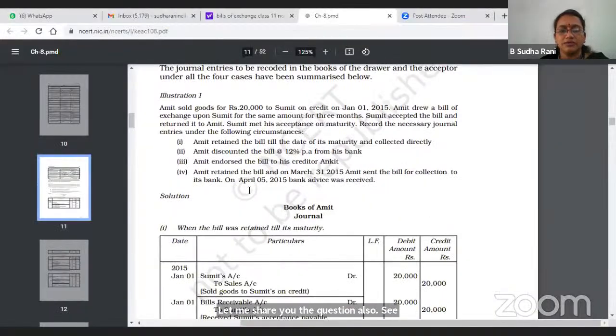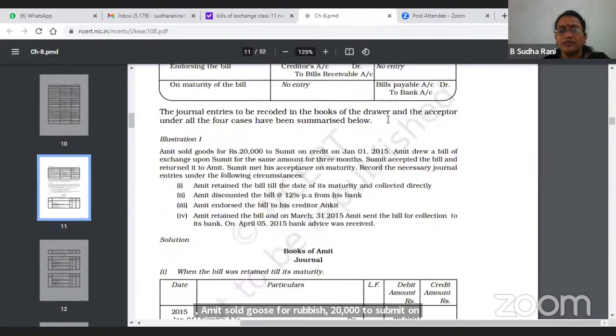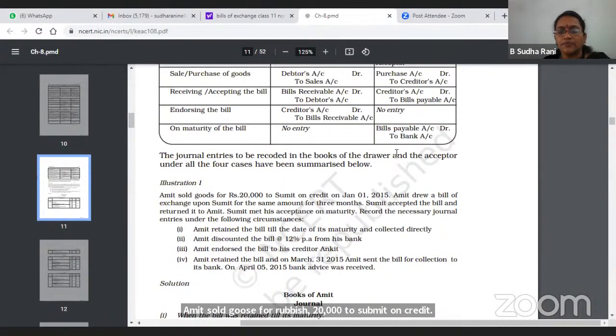See here, look at here. Amit sold goods for rupees 20,000 to Sumit on credit on January 1st, 2015. This is the question. Amit drew a bill of exchange upon Sumit for the same amount for 3 months. Sumit accepted the bill and returned it to Amit. Sumit met his acceptance on maturity. Record the necessary journal entries under the following circumstances.